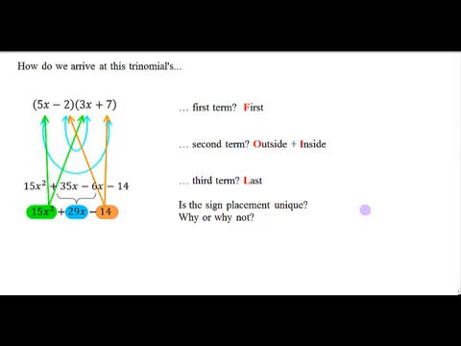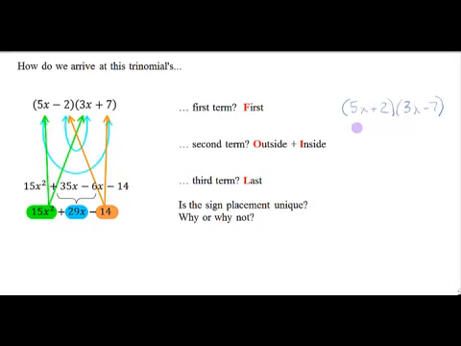So how do we arrive at this trinomial's first term? Again, it's the product of the first. The second term is the outside and the inside added together. The third term is the last multiplied together. So here we have different signs. Is the sign placement unique? In other words, if I had a 5x and put the plus here and a 3x and put the minus here instead, would I come up with the same trinomial?